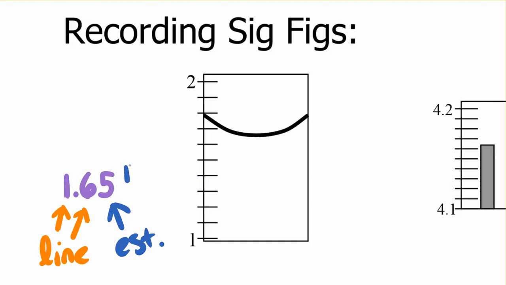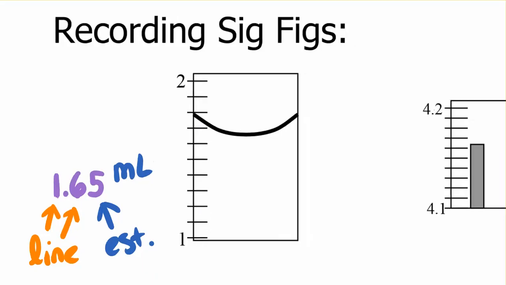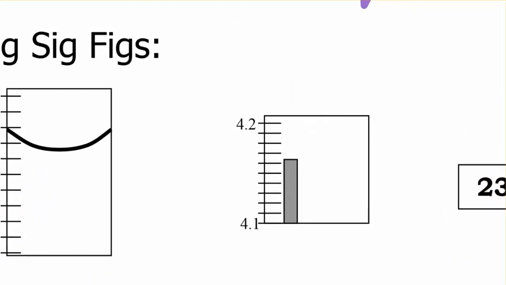And so maybe this is milliliters or something. But anyway, that's how I know how many digits to write. It depends on the lines. You know those where there's a line, and you estimate one in between lines. Let's try this one.